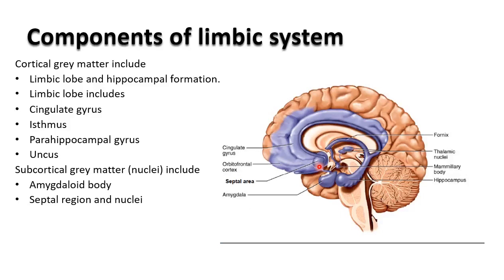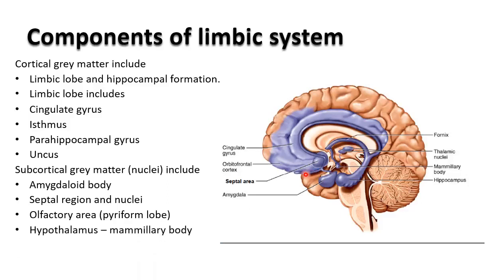So I will come to that also in detail, because one by one we are going to discuss. So that is the septal area. Deep to that you have the septal nuclei. And then what else do you have? The olfactory area or the piriform cortex. Okay, so your olfactory tract and your olfactory striae. All those things are present near the olfactory area.